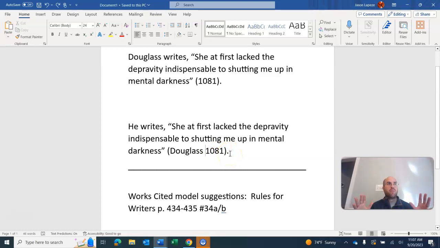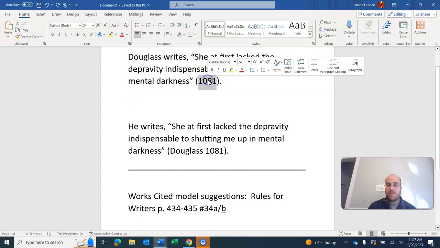Like I said, before essay number 3, I'll probably review a variety of ways to introduce quotations. But for now, think of it as simply as this: author, verb, quotation around borrowed material, page number.